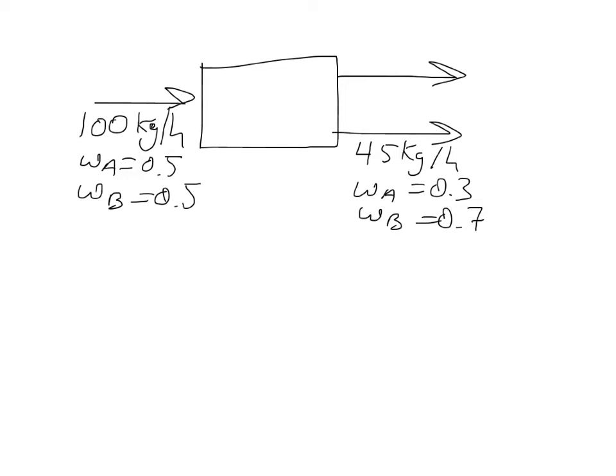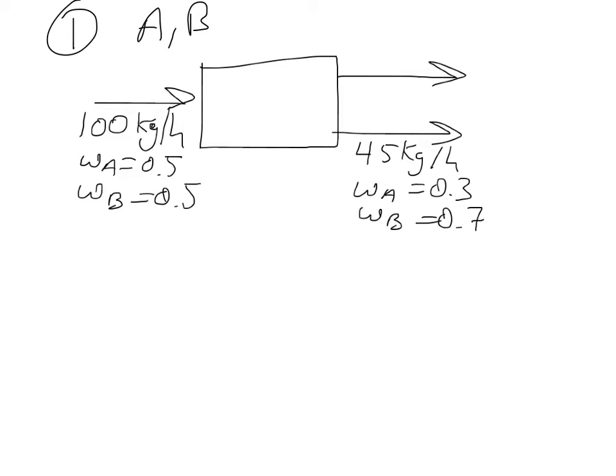The first one is a technique that we've been using quite extensively in class, and shouldn't be anything too new to you. In this case we know everything about this stream and we know everything about this stream. This is a two-component problem. A and B are the two components. We just don't know anything about this stream. It's an unknown that we're trying to solve for.